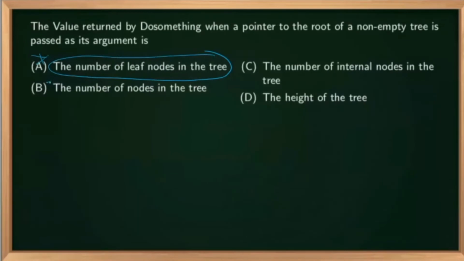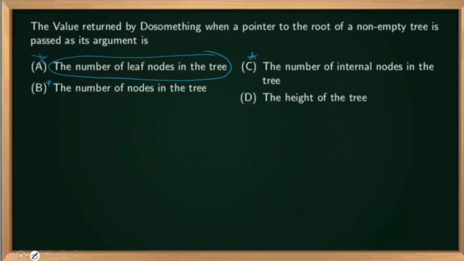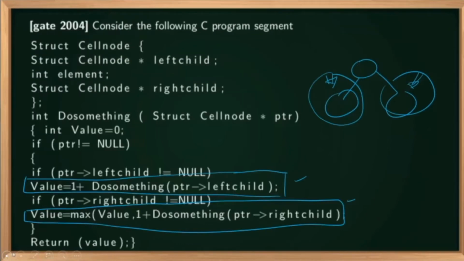So choice B is also wrong. Again, the number of internal nodes in the tree, this is also wrong, because if we are counting the number of internal nodes in the tree, you should be doing the same operation in the left and right. So ideally the answer should be the height of the tree. Since we know this program from previously, it is actually easy to analyze also.